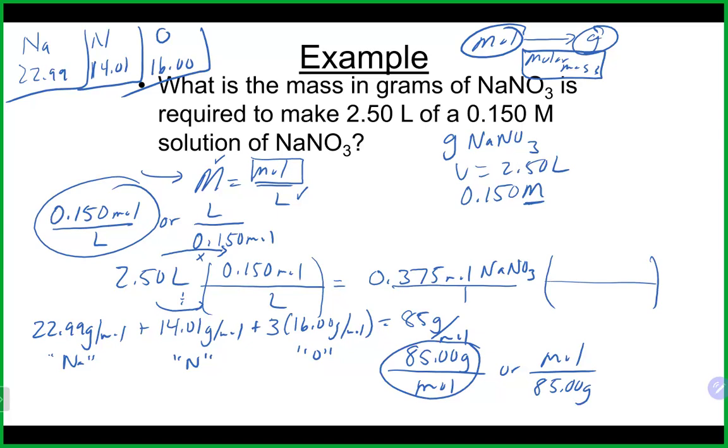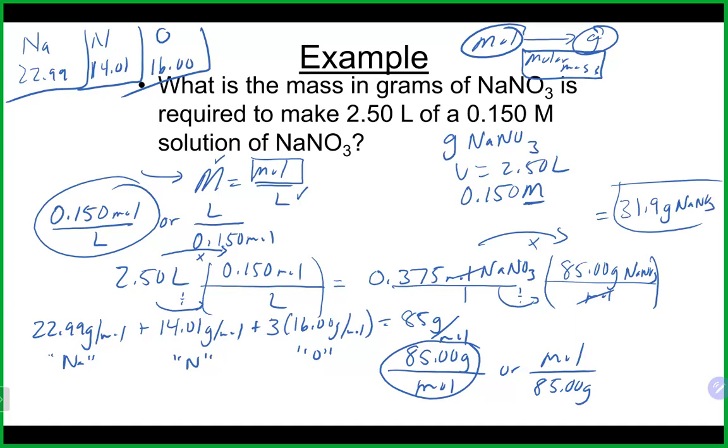That means I need moles on the bottom there to cancel, that's going to give us 85 grams of sodium nitrate per mole. The moles will cancel because I am still dimensionally analyzing here, multiplying and dividing. We're going to multiply by 85, and we will end up with 31.9 grams of sodium nitrate needed in this case. Any questions on any of those steps there?